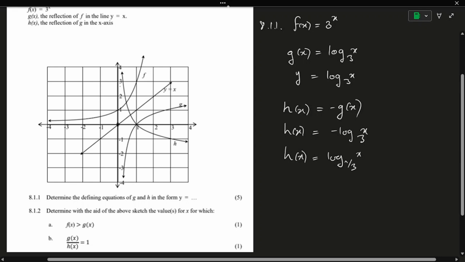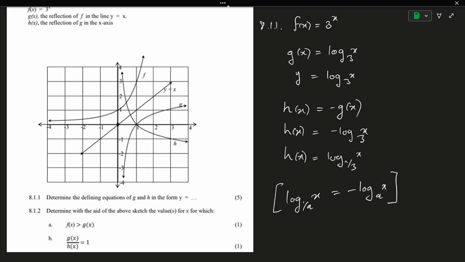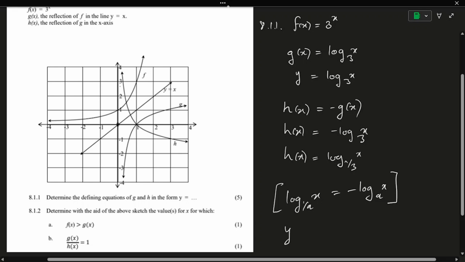This is because of the law that log x base 1 over a is equal to minus log x base a. If you remember the log properties, this is what it means. So we use this log property. In other words, we can just say y is equal to log x base 1 over 3.